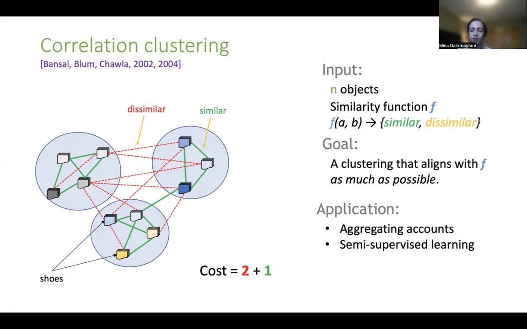Another example is in semi-supervised learning. Imagine that these objects are Amazon items, and we don't have labels for each item. We have labels for some of them. We do correlation clustering, and then at the end, for example, we know that these 2 items are shoes. This tells us that, okay, these 2 items that are in the same cluster, they're shoes or shoe related.